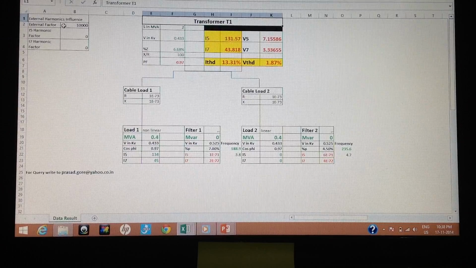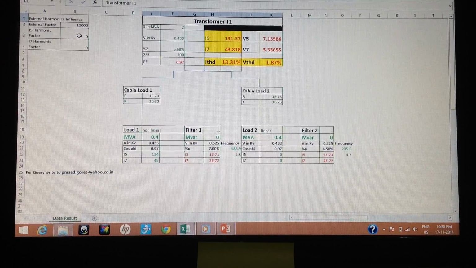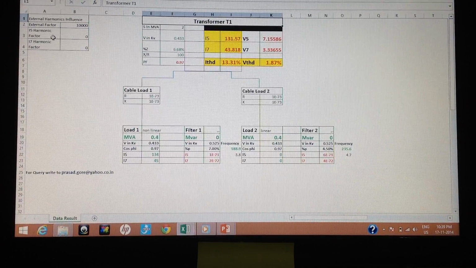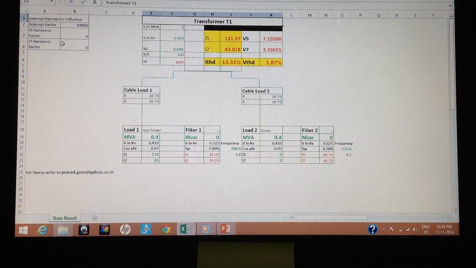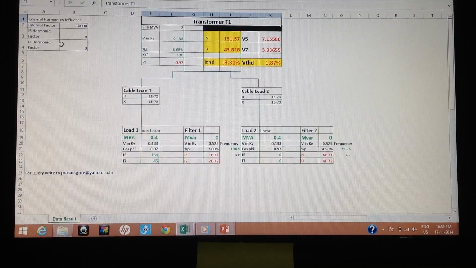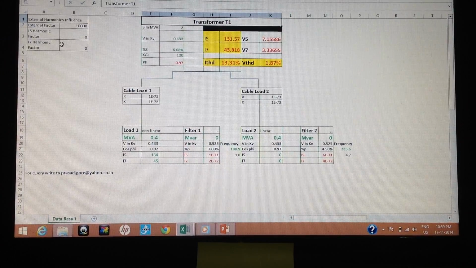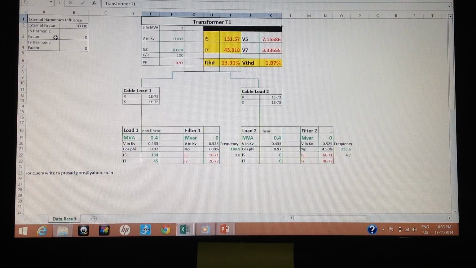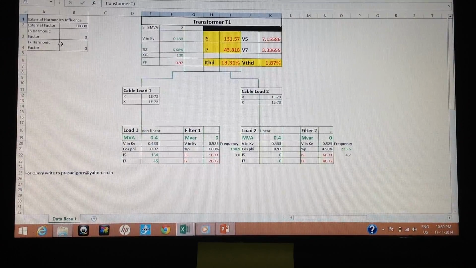As I explained, there is some external influence shown in the single line diagram. Here are the factors which have been considered for the entire simulation. These consist of the external factor, then the I5 harmonic factor and the I7 harmonic factor. The external factor signifies the utility stability, and the I5 and I7 harmonic factors explain the external harmonic content in the network.